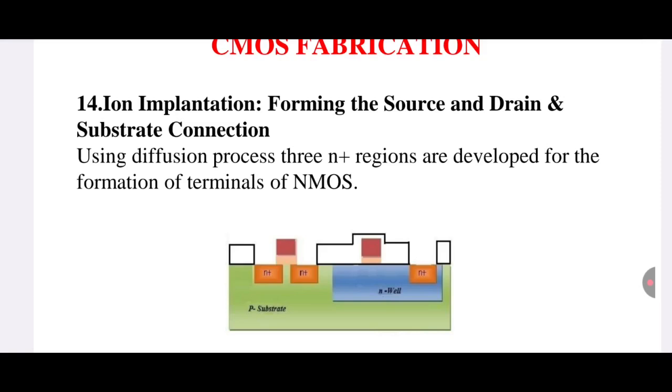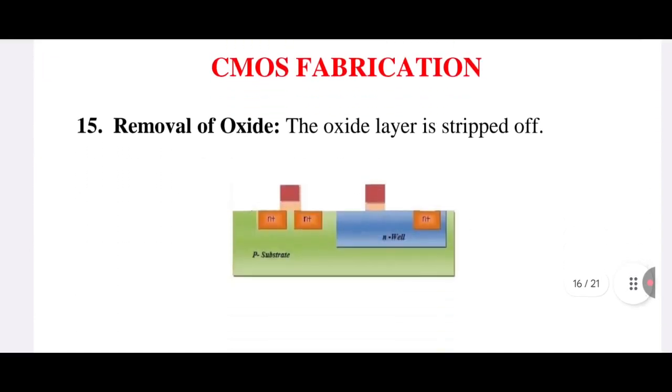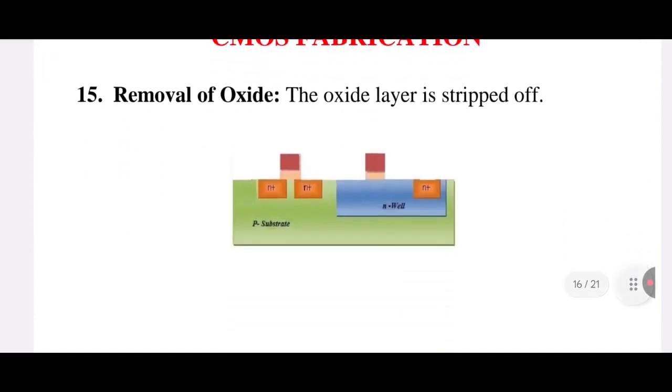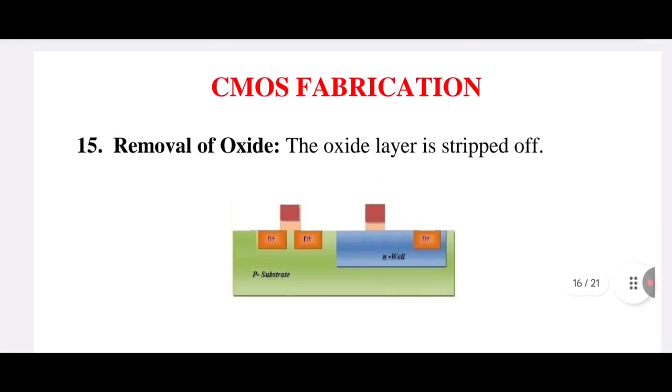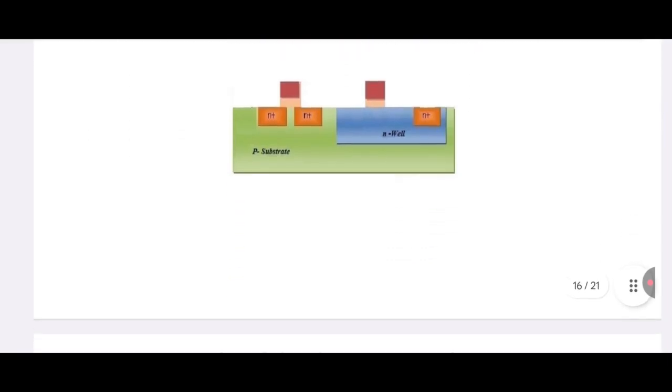So we could see the N plus drain, N plus source, and once more here you could see inside the N-well there is an N plus impurity, which acts like a substrate connection. And then we will remove the extra layer of oxide which is present all over the surface, because we need to focus now on integrating PMOS technology inside the CMOS fabrication.